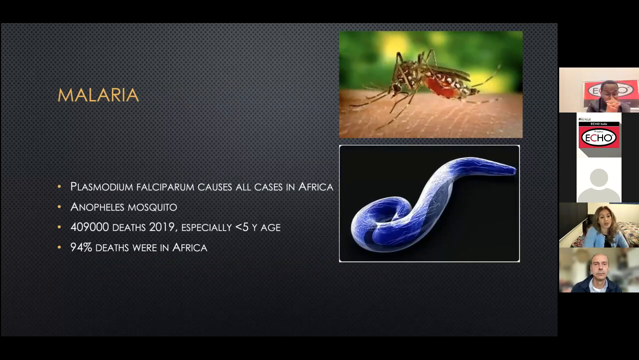So we're going to talk a little bit about malaria. Plasmodium falciparum causes almost all of the cases of malaria in Africa. This is spread by the Anopheles mosquito, and it's responsible for 409,000 deaths. Malaria worldwide happened in Africa.